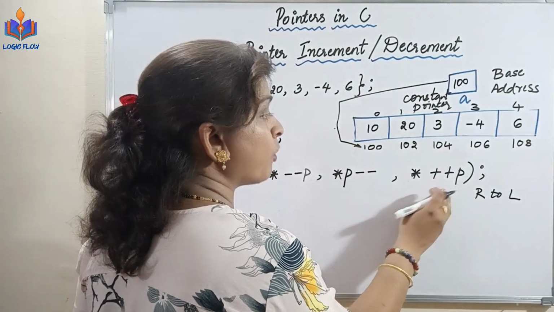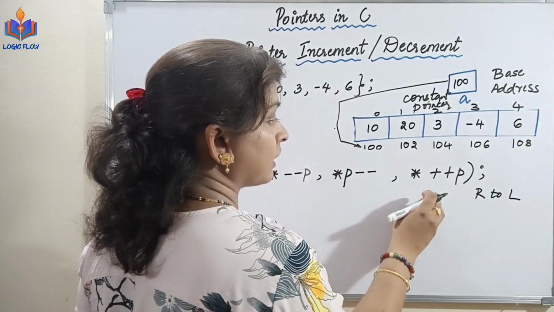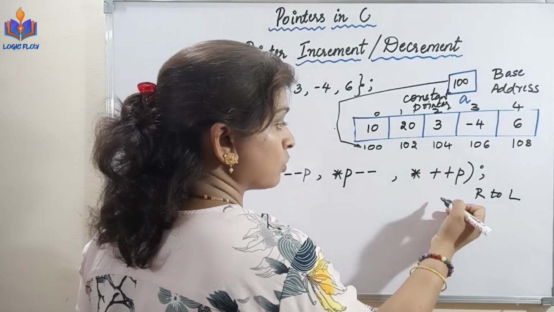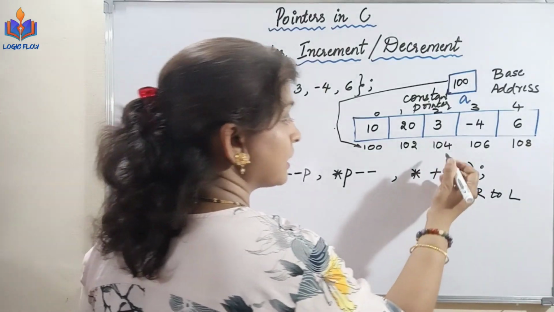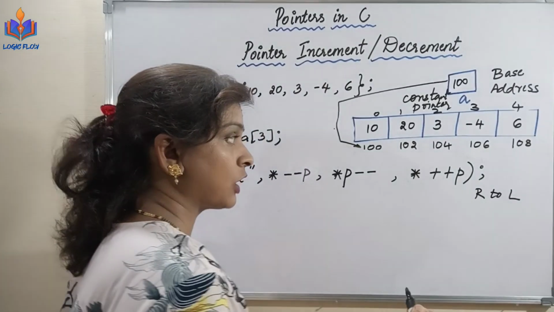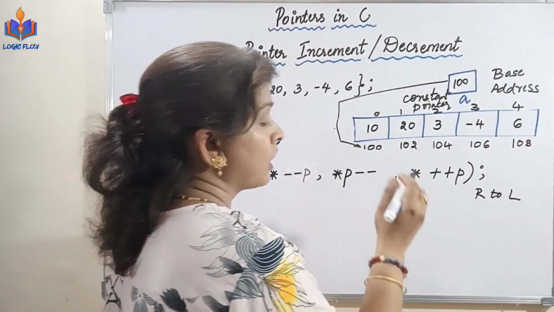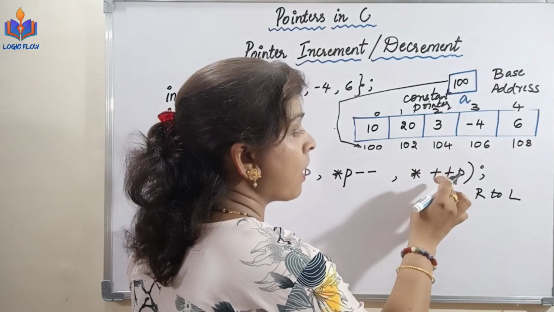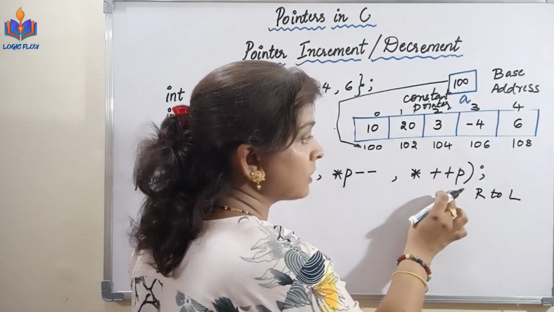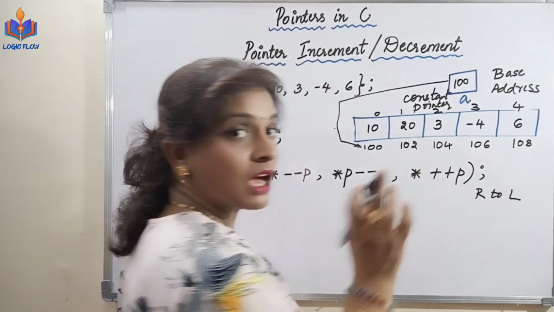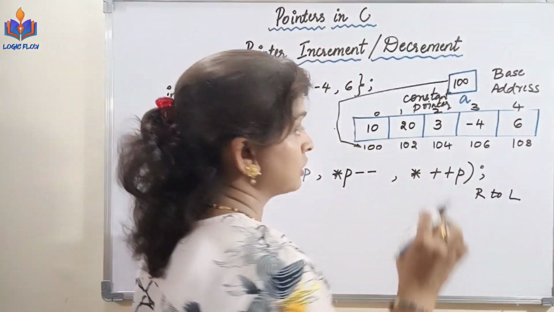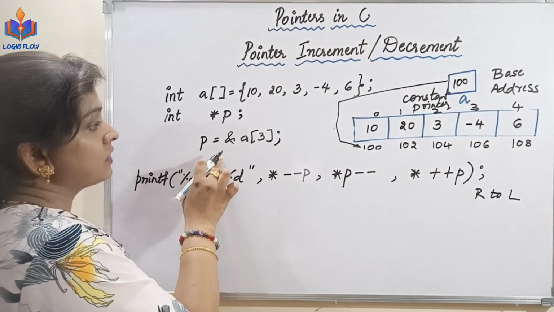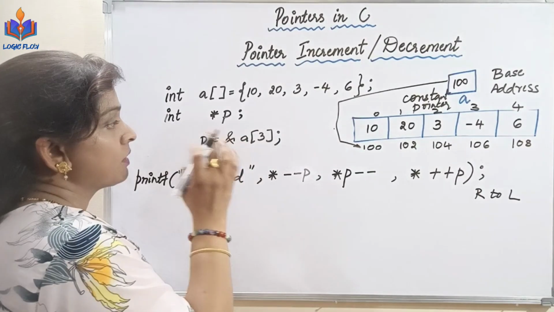As it is postfix increment, you can write it within brackets also. You can just say asterisk plus plus p, that way also you can write it. Now what I'll do, plus plus p, it is prefix increment. Prefix increment means I need to do the incrementation first. So what is the value of p? I am saying that it is pointing to a of 3.